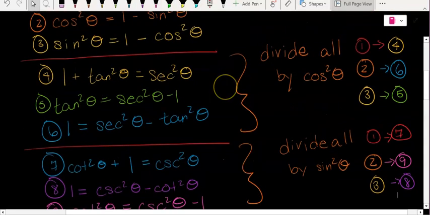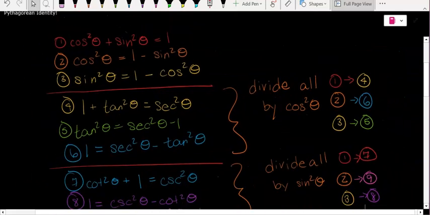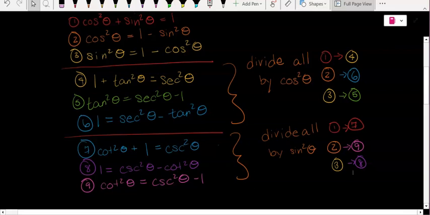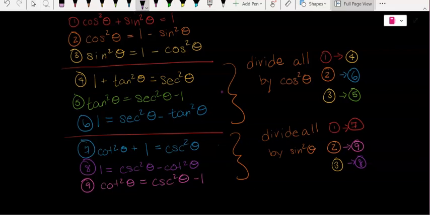So those are the two different ways that you can get all 9 of your trig identities by just rearranging and dividing things. So go ahead and make sure that you understand where each one of these comes from. If you don't, then we definitely need to make sure that you get these because these are very, very important, okay?